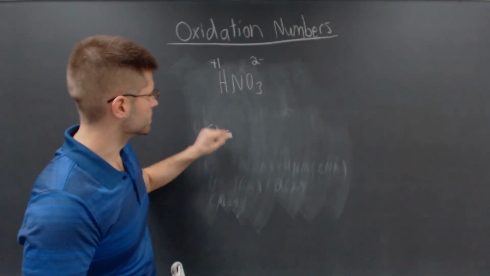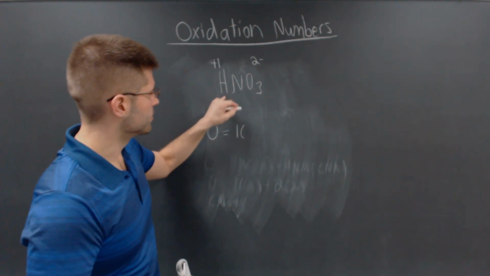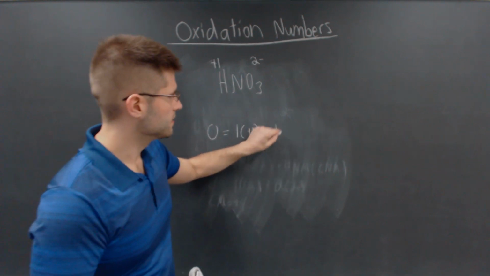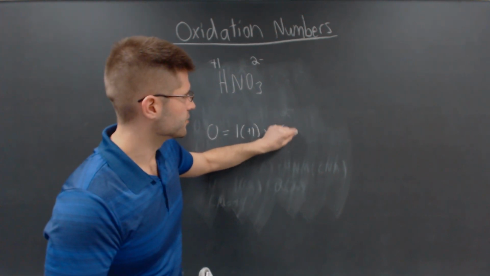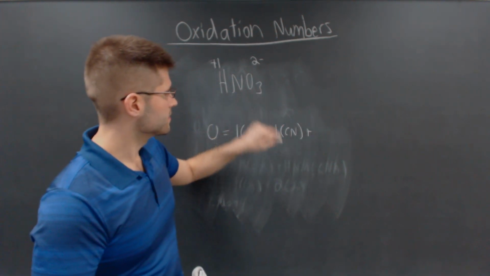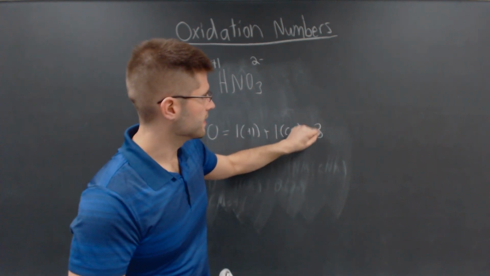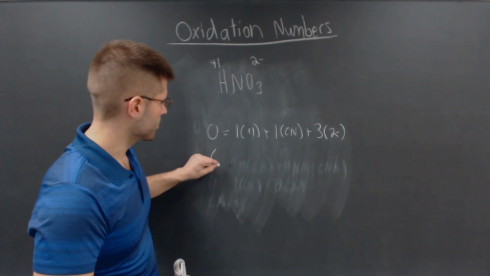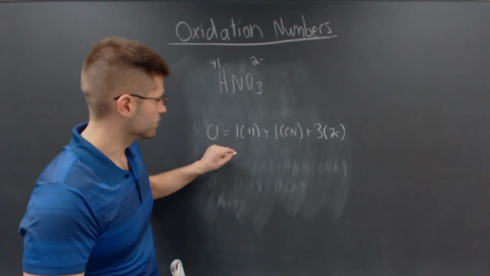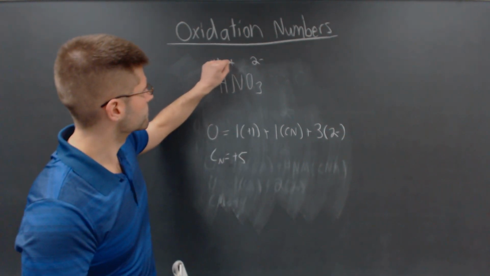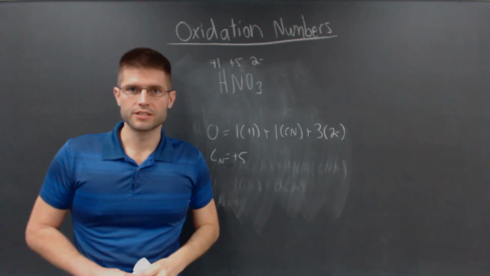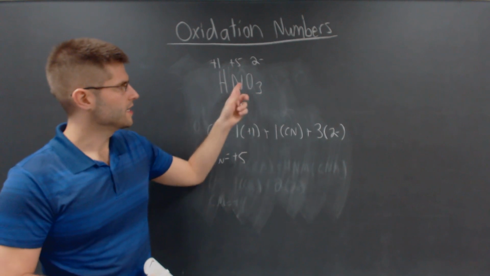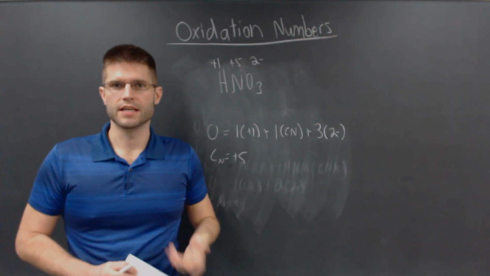So 0 is equal to 1 times the charge on hydrogen, +1, plus 1 times the charge on nitrogen, plus 3 times the charge on oxygen. So this turns out to be the charge on nitrogen is equal to a +5. And that's all there is to it. So we know that hydrogen has a +1, nitrogen has a +5, and oxygen has a 2 minus oxidation number.